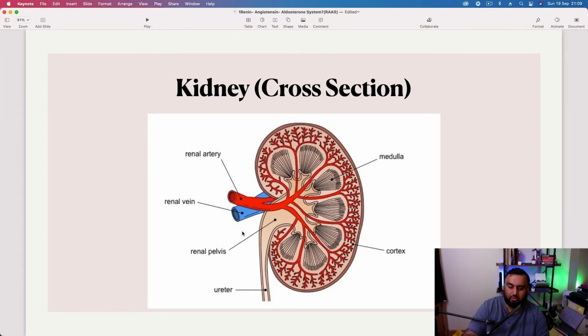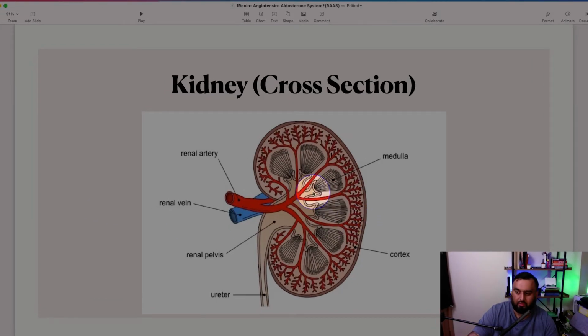And just before we get into the system, I just want to do a little bit of recap. You've got the kidney here, just a cross section. It's a very simple recap. Parts of this will be coming up as part of the system. This is a cross section of the kidney, the renal artery going inside, the renal vein coming back out, and you've got the outside part of the kidney called the cortex, and the inside part called the medulla.